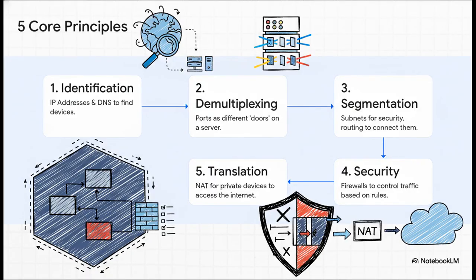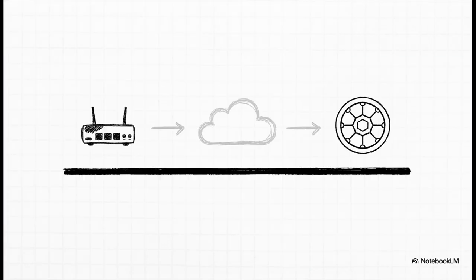So let's just pause and look back for a second. After this whole wild ride, from a single physical server all the way to a complex cloud-native cluster, it really all boils down to just 5 foundational concepts. You've got identification with IP addresses and DNS, you've got demultiplexing with ports, you've got segmentation using subnets, security with firewalls, and translation using NAT. That's it.